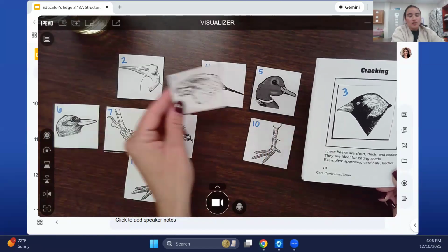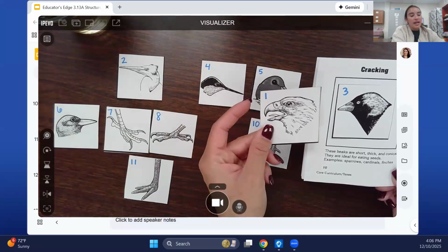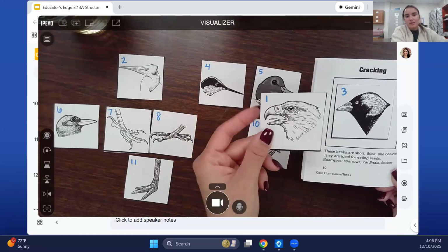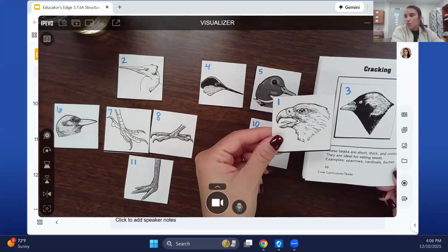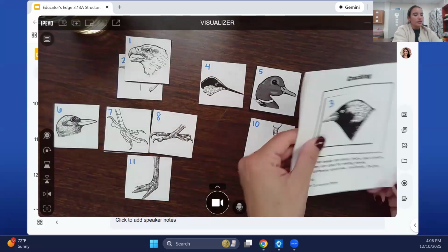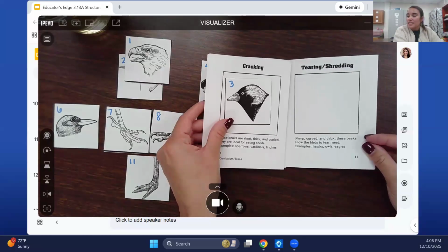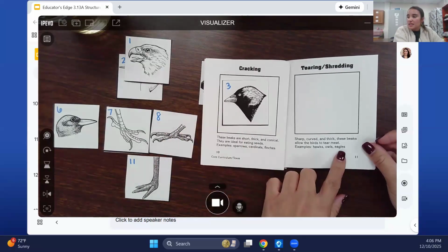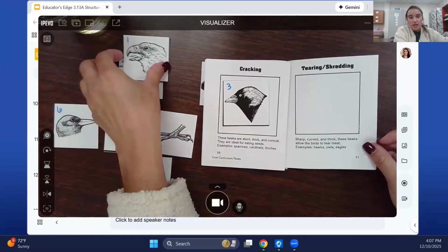This one could have to do with the shape as well. It's good that students would maybe think about both. Then as they're going through, they'll see that one is a better match than others. But that's a good connection that they have a similar type of shorter shape. Very good. Okay, and then tearing or shredding, sharp, curved, and thick. These beaks allow the birds to tear meat, would be the 1. Very good.